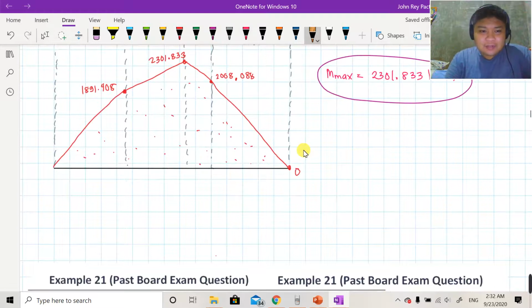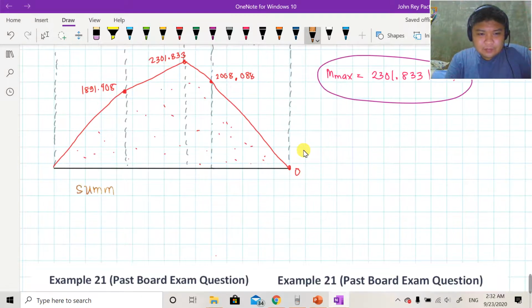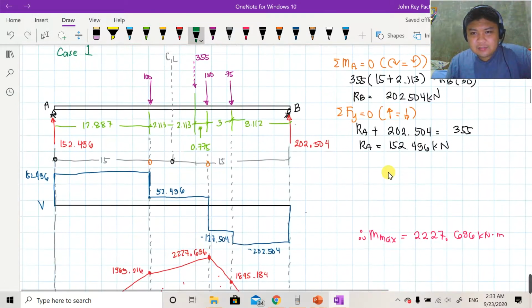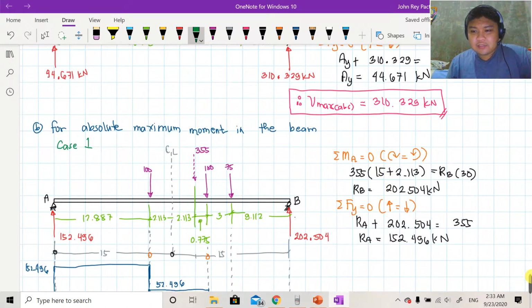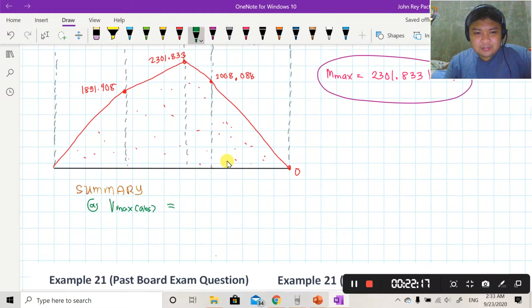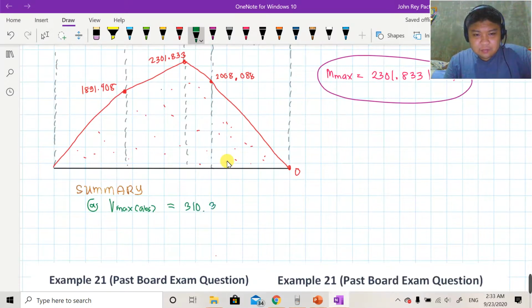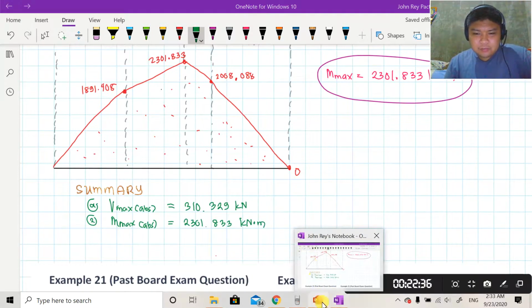So, to summarize, class, no, ano ba yung unang tanong? The absolute maximum shear of the beam due to the moving load. Ang sagot natin doon, nasa taas, that is 310.329 kilonewton. Sige, sulat na lang natin. 310.329 kilonewton. Pangalawa class, no? The maximum or the absolute maximum moment is 2,301.833 kilonewton meter. Pero wag kang makalimot, meron pa dito class pangatlong tanong.